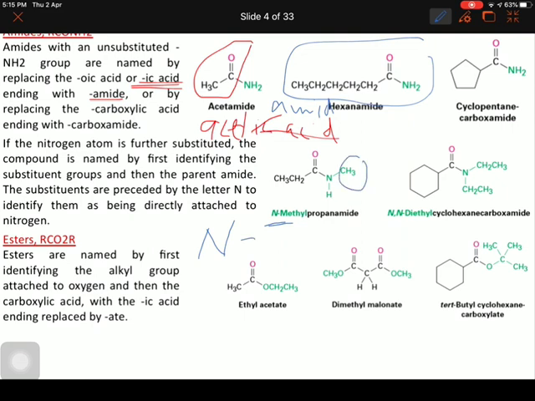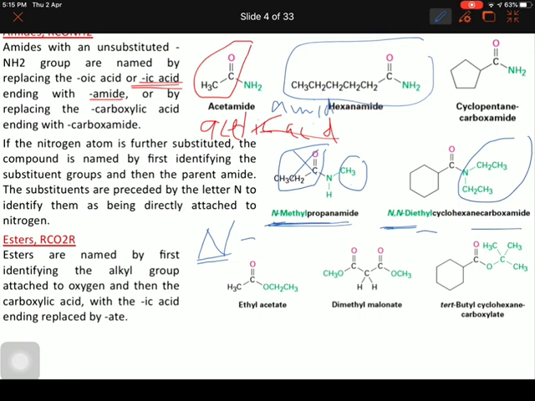The substitution on the N is going to be different from the substitution of the carbonyl. The substitution of the carbonyl is for the amide word, but the substitution on the N is going to be mentioned by N. I'm just saying N-methyl propanamide. For this compound, there are two substitutions on the N, so we say N,N, that means it's tertiary. N,N-dimethyl cyclo. So it's different.